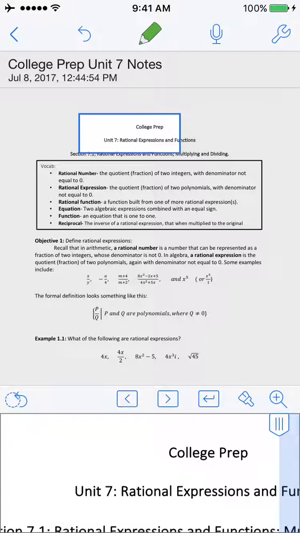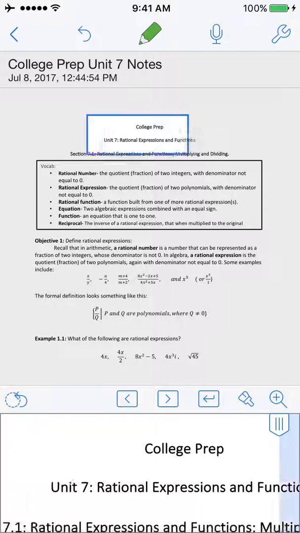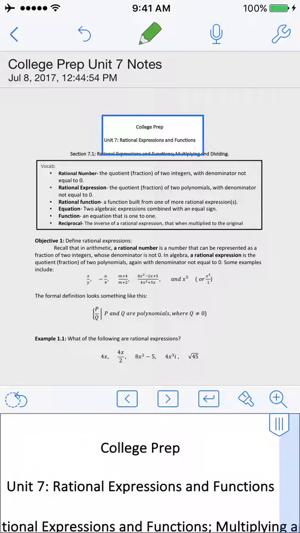Okay, Chapter 7, Unit 7, I should say, Rational Expressions and Functions. This is the first video, 7.1a. We'll be doing the first half, 7.1 in this video. Unit 7 is about rational expressions, like I said, but it may as well be called fractions with variables. That's really all it is. A rational expression is a fraction with a variable in it, or more than one variable.